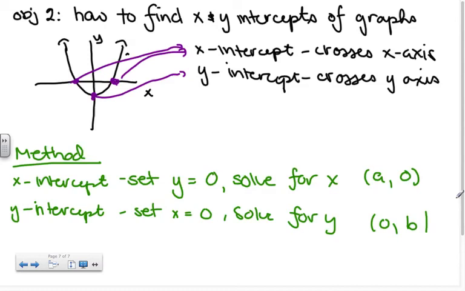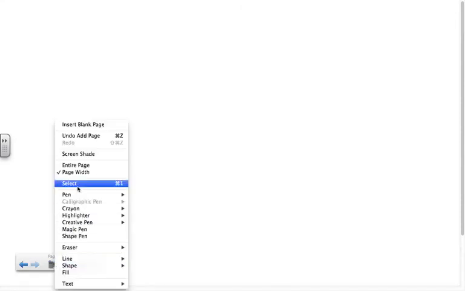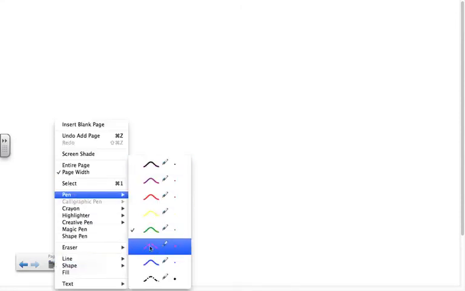So let's do that. For the same examples that we did earlier, I want to find the x and y intercepts for them.